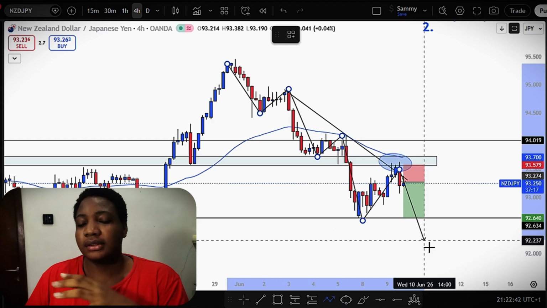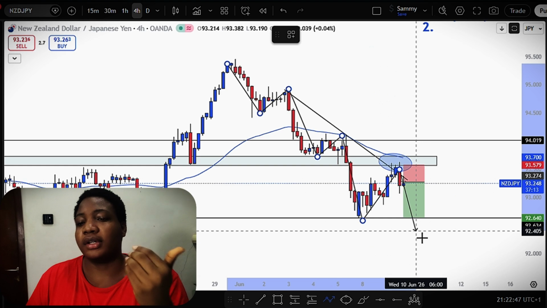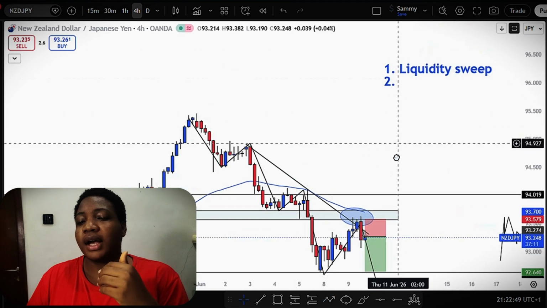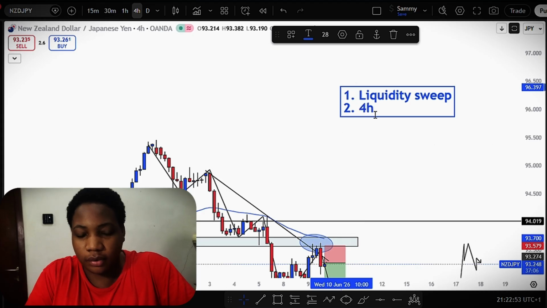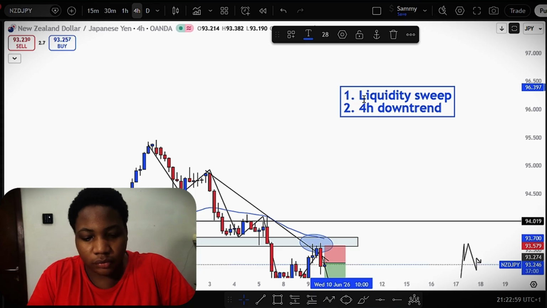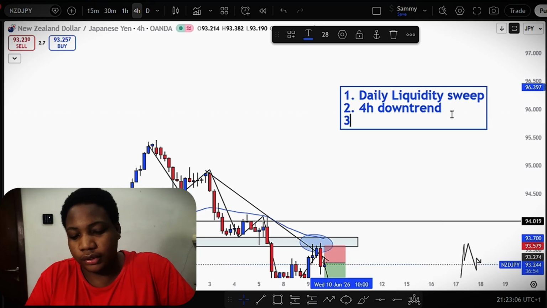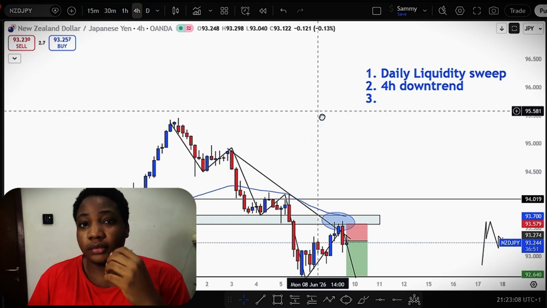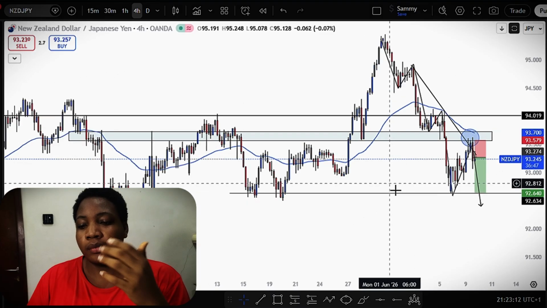That's basically what it means. You expect price to continue in that downtrend. So on the 4-hour we had a downtrend. So we can just type 4-hour downtrend, and I'll change this to daily liquidity sweep, 4-hour downtrend. So that's basically what we had on the 4-hour time frame that I saw.